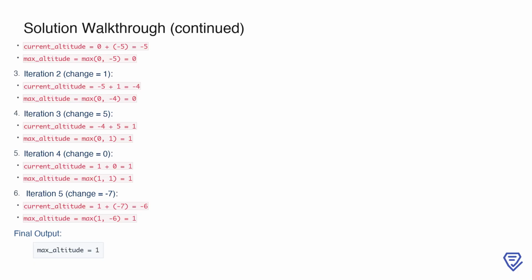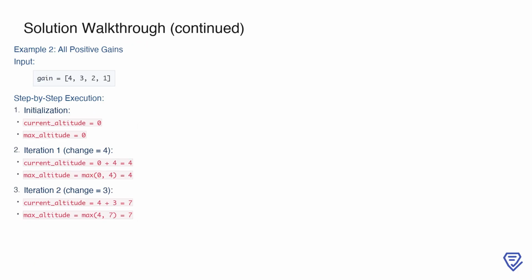Next, we encounter a change of 5 in the third iteration. Adding 5 to the current altitude of -4 results in 1, and now the max_altitude updates to 1, as it is the maximum of 0 and 1. For the fourth iteration, the change is 0. Adding this to the current altitude of 1 keeps the altitude at 1, and the max_altitude remains 1. Finally, in the fifth iteration, the change is -7. Adding this to the current altitude of 1 gives -6, and the max_altitude stays at 1 because the maximum of 1 and -6 is 1. After completing all iterations, the highest altitude reached is 1.